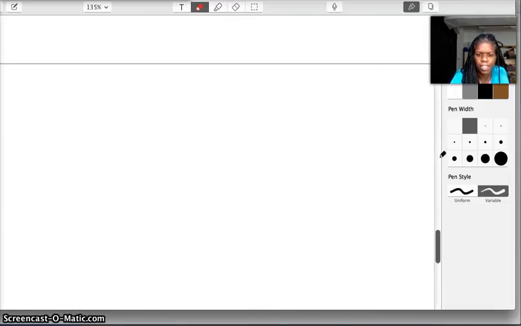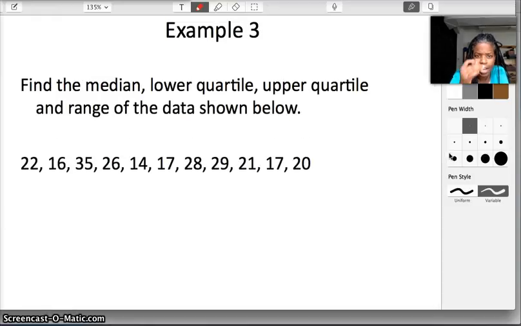And finally, we have, I think this is finally, yeah, last example. We have a situation where we get to look at the median, lower quartile, upper quartile, and range of the data shown. And I'm going to rock a box and whiskers plot, even though they didn't ask me for it. We'll do it anyway. So the first thing we want to do is order the numbers from least to greatest.